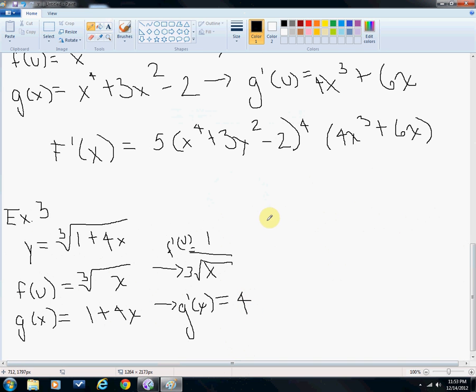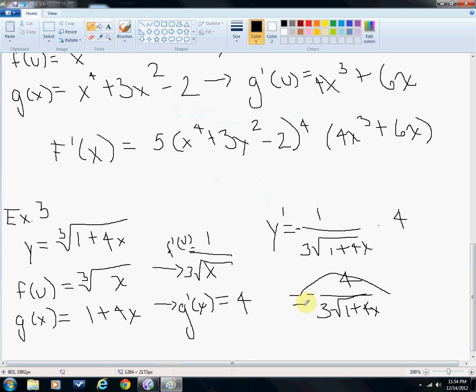And now you put it together, y prime equals 1 over 3, 1 plus 4x, times 4. Actually, yeah, it is negative. It's a negative exponent here, sorry. So the answer is 4 over 3 times the cube root of 1 plus 4x, squared. And that's your answer.